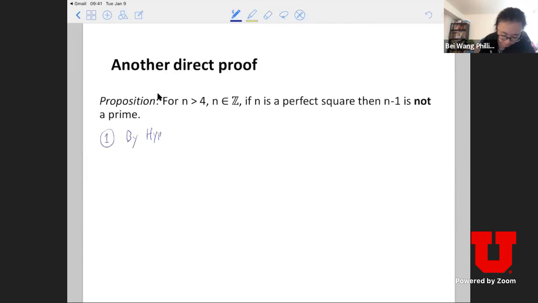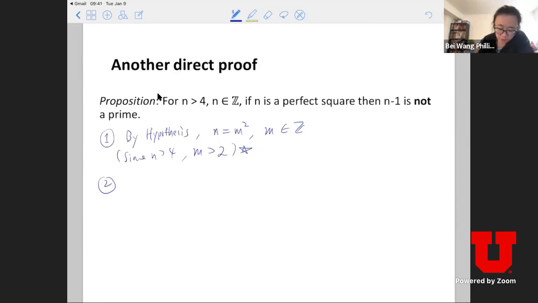So of course, the first step is to say, by the hypothesis, n is a perfect square. What does that mean? That means n is m squared for m being an integer. But because n is bigger than 4, I want to emphasize that m is bigger than 2. This might be useful later, so let's put it here.